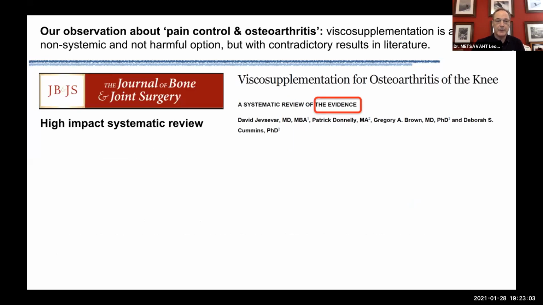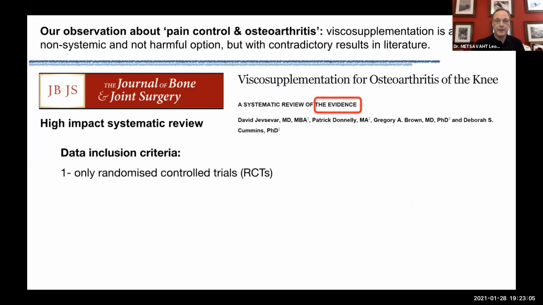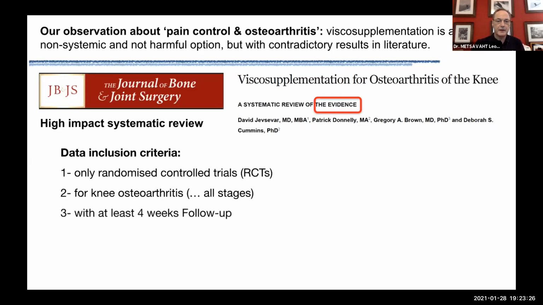When we went into the paper, we observed that the inclusion criteria were only randomized controlled trials. That's very good. For knee osteoarthritis, all stages. And all the stages of knee arthritis is a vast dominion, with at least 4 weeks follow-up, okay? At least 30 subjects per group.